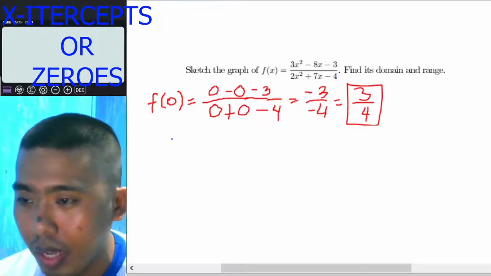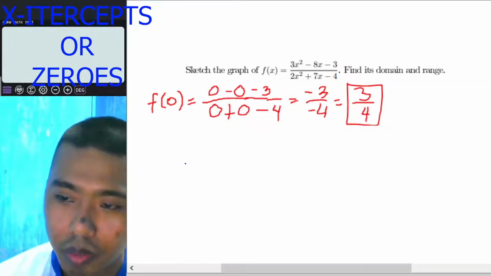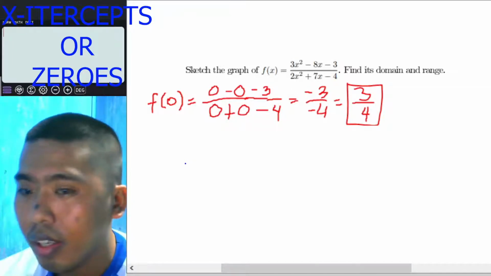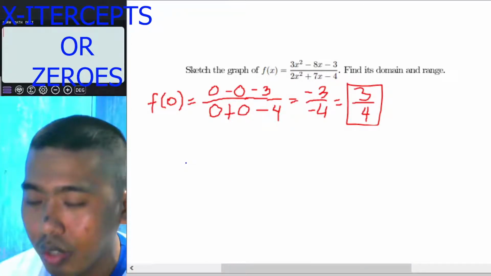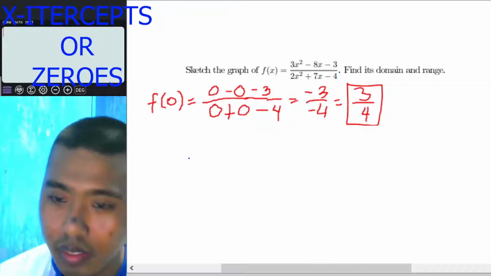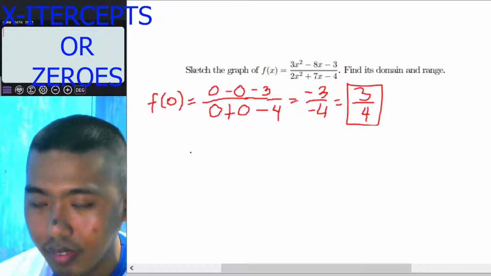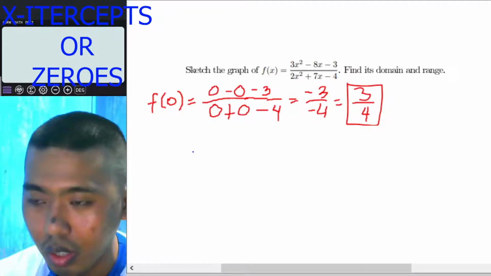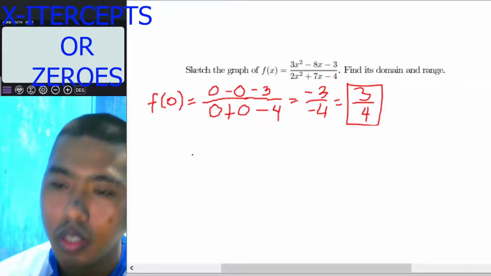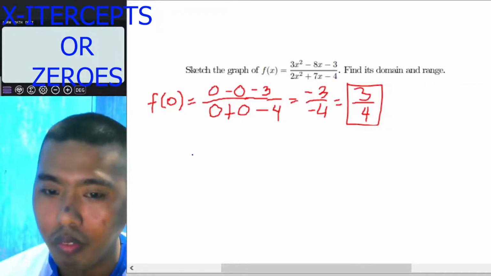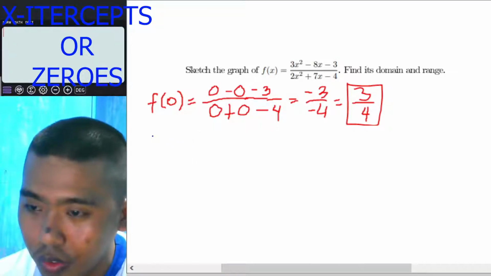That is a trinomial. Since that is a trinomial, try to identify if we are able to factor it out. If the answer is yes, then factor it out, and after that, identify your x that would make it 0, so that you can have your x-intercepts, or in other words, your zeros. So 3x squared minus 8x minus 3 is factorable, of course. Okay, we can factor it out.